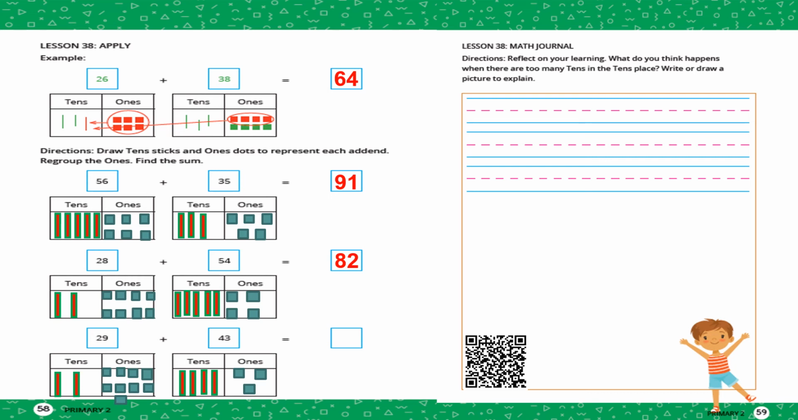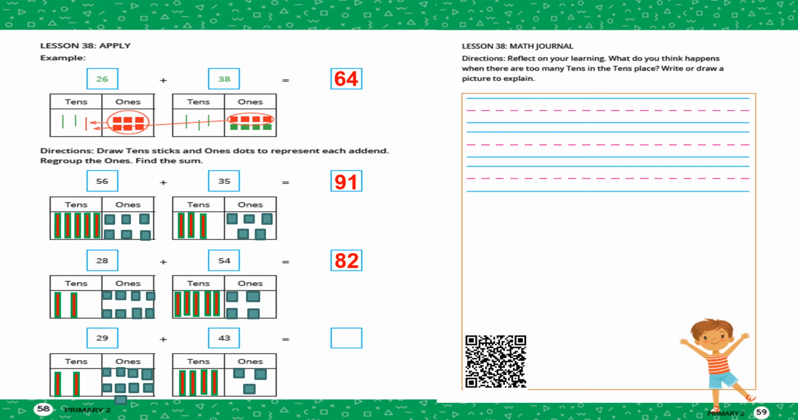Next one, 29 plus 43. In 29, how many sticks do we have? 2 sticks. How many squares? 9 small squares. 43. How many sticks do we have? 4 sticks. How many small squares? 3 small squares. Now let's add 29 plus 43.